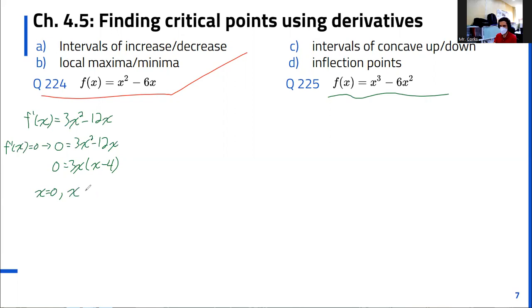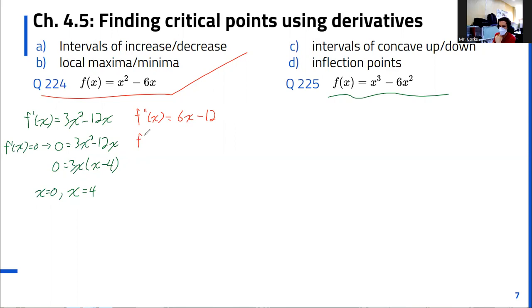Let's try to draw that x a little better. X is equal to 4. Again, these are the two of our critical points, but we don't know if these are maximums or minimums necessarily. So we use our second derivative. F double prime here. We have 3x squared, so that's 6x minus 12. And we'll check our points with this one.